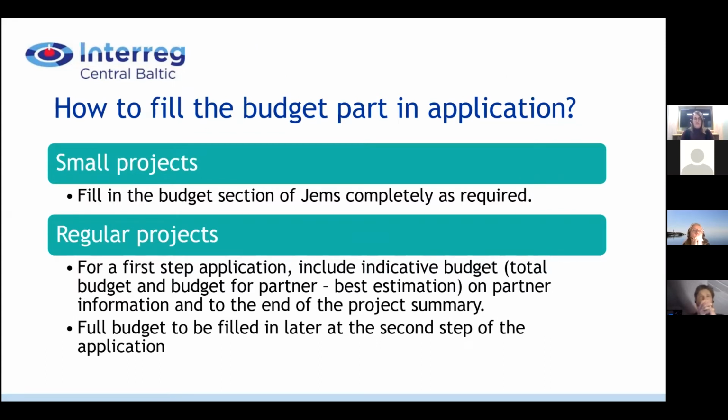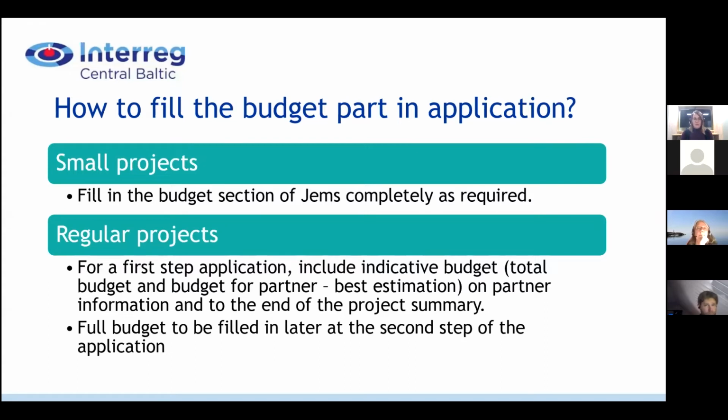So at what point, what time, do we need to fill the budget part in the application? For small projects, there is only one step of the application. So fill in the budget section of GEMS completely as required. So it's basically the partner budgets, and then the total budget will be formed by the system in section D.